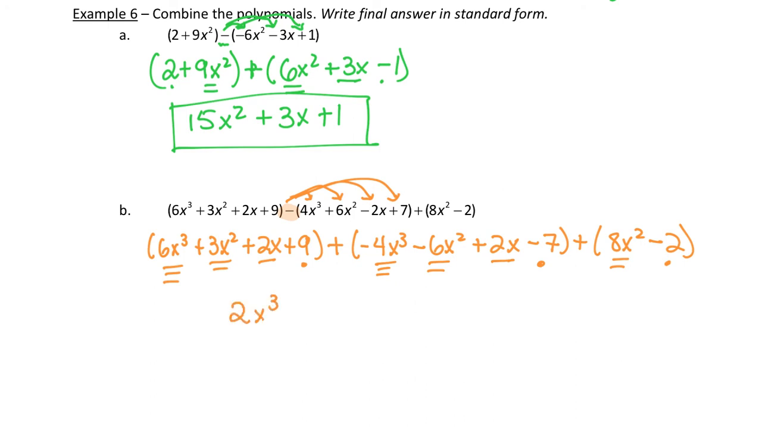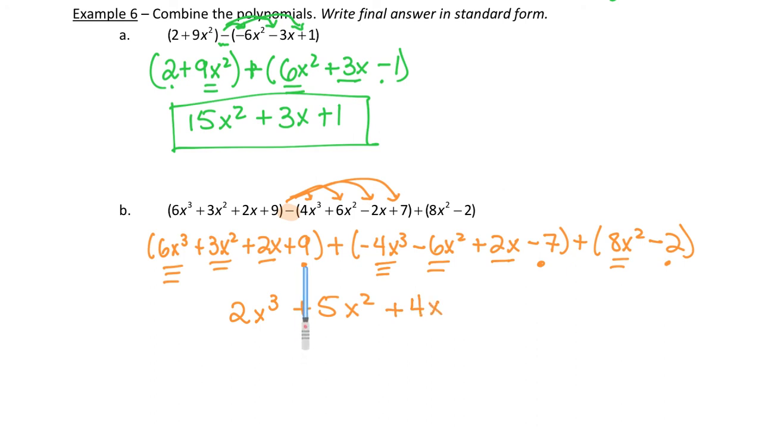So 2x cubed. Next, I've got 3x squared minus 6x squared. So that's going to be negative 3x squared. Negative 3x squared plus 8x squared would leave me with 5x squared. Next, I've got 2x plus 2x is 4x, and there's no other first degree. So I've got plus 4x.